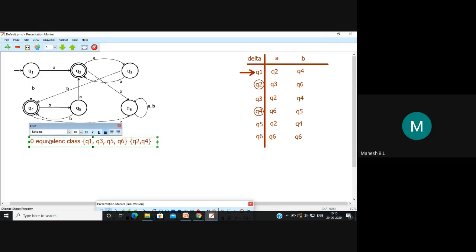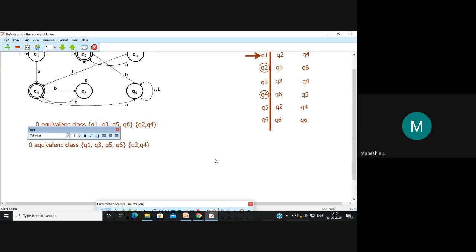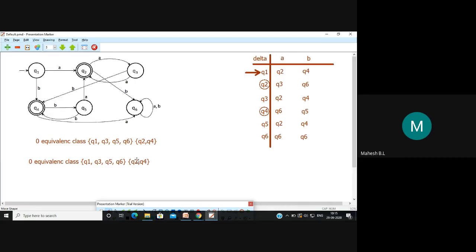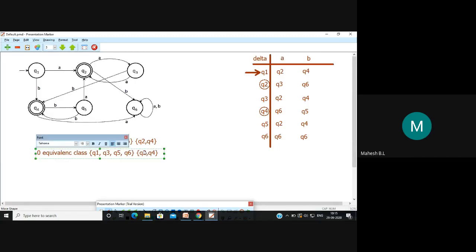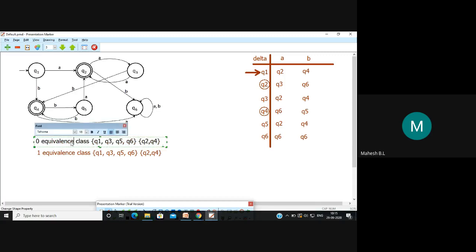So next, we are going to write something called the one equivalence class. I hope this is clear to you. We write the one equivalence class where you have Q1, Q3, Q5 in one class, Q6 in another class, and Q2, Q4 in one more class. So this is the one equivalence class.